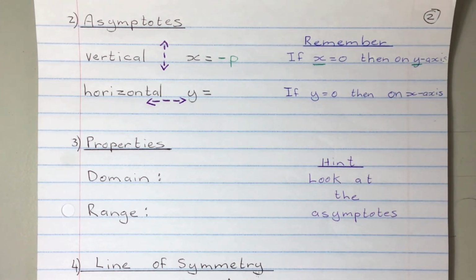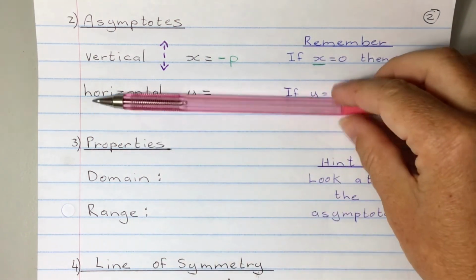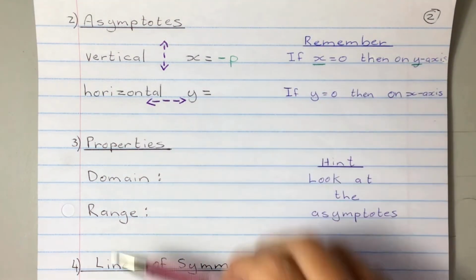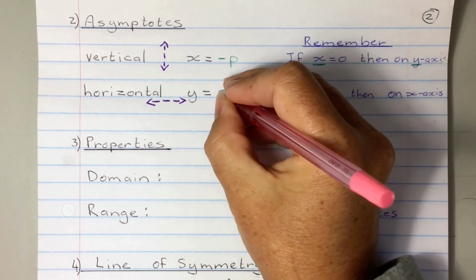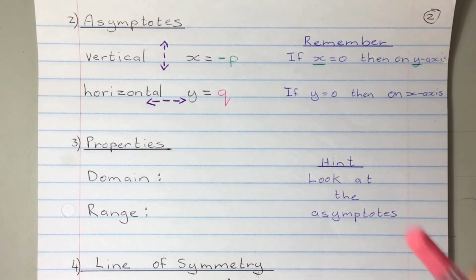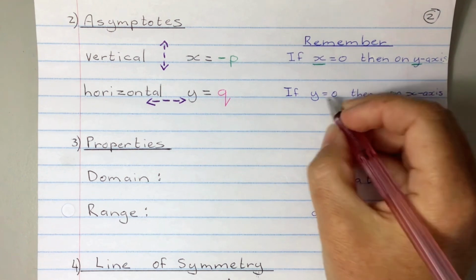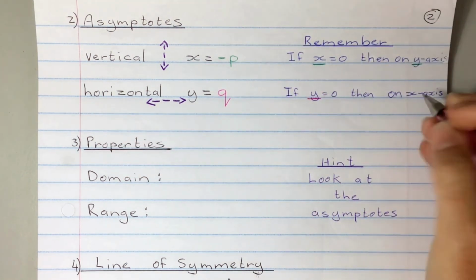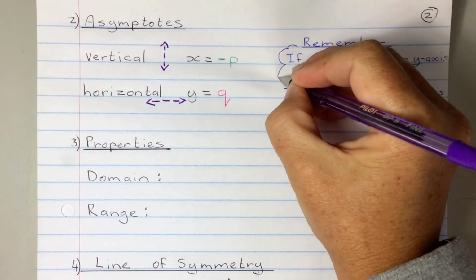Now, if we look at our horizontal asymptote, going this way, this one moves up and down and goes through our y-axis. And so our equation for that asymptote will be y is equal to, and q affects our up and down movement as we saw in the previous notes. So when we have y is equal to 0, our asymptote will lie on our x-axis. Keep that in mind when you are doing your exercises.